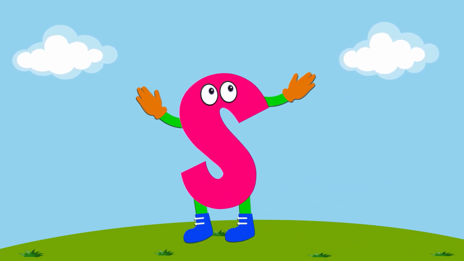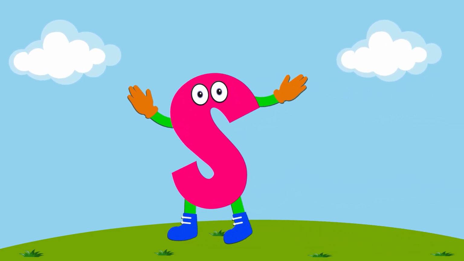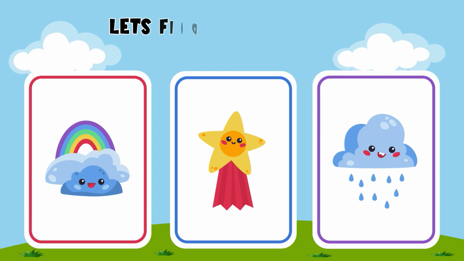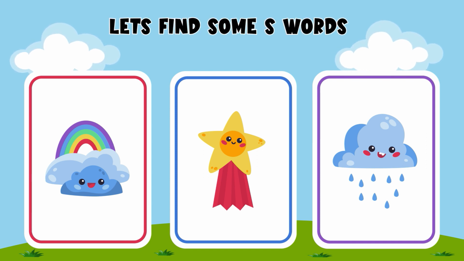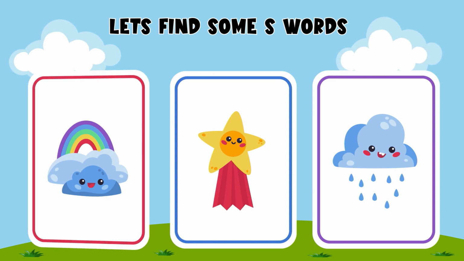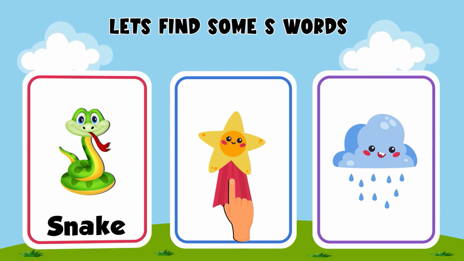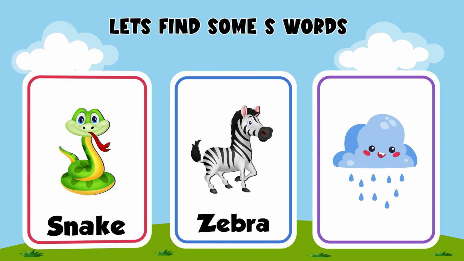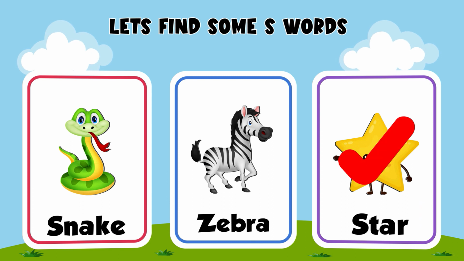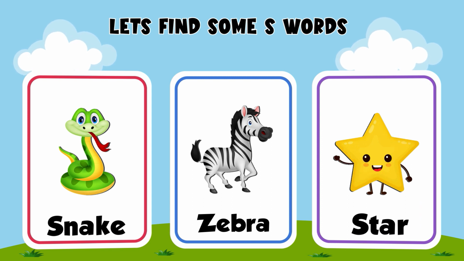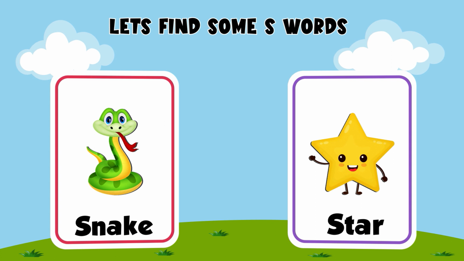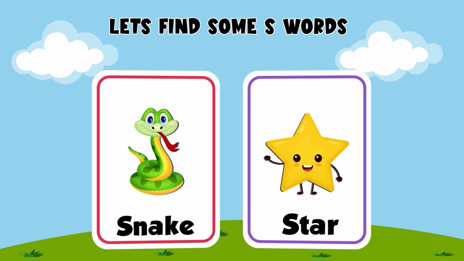This is alphabet S. Let's find some S words. Snake, zebra, star. S, snake. S, star.